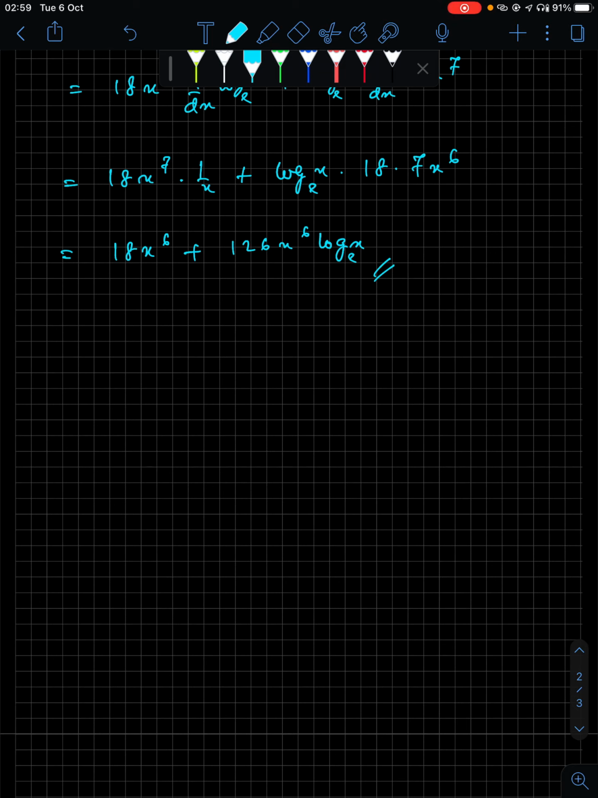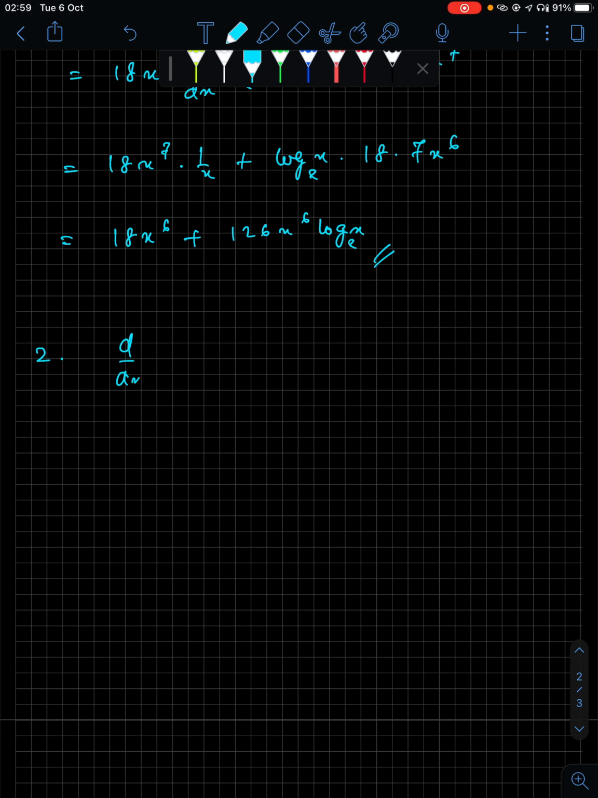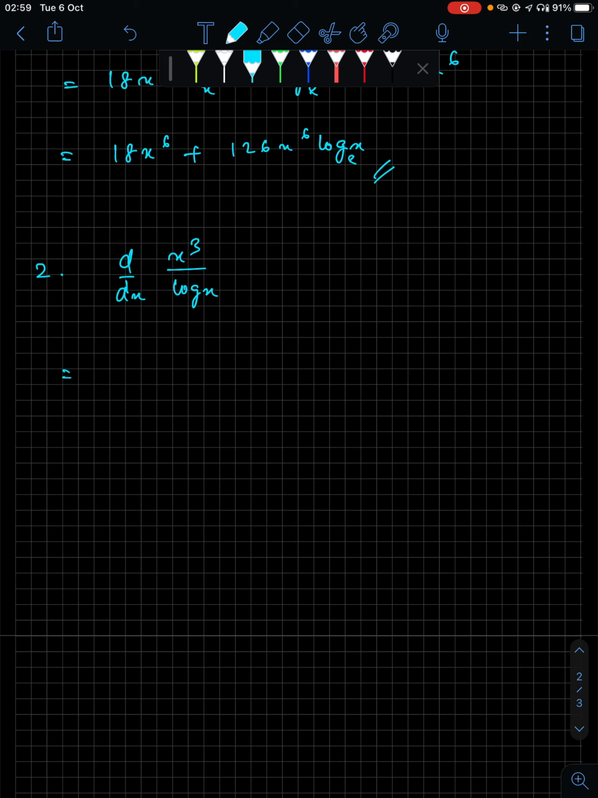Question number 2. You can pause the video and go through again in case you have any confusion. Question number 2, ddx of x cube by log x. This is of the division form. x cube is u and log x is v. So what was the formula? v ddx of u minus u ddx of v divided by v square. So log x ddx of x cube minus x cube ddx of log x divided by log x whole square.